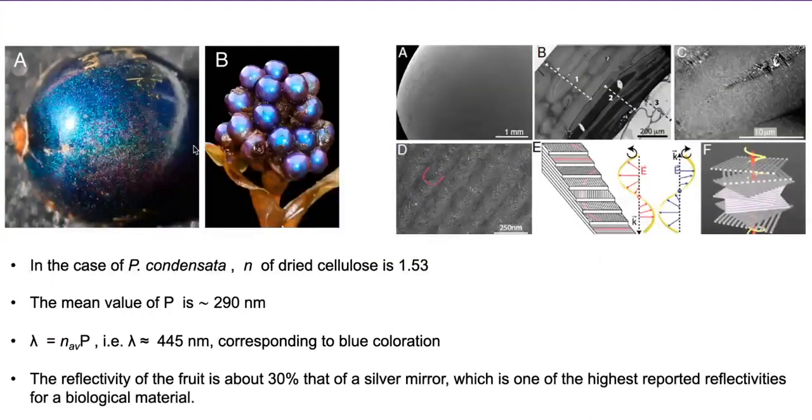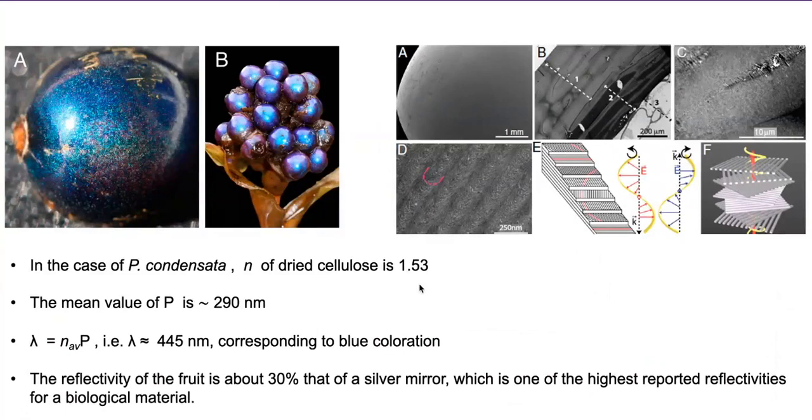A more detailed example is here. This is a fruit called Pollia condensata. This is used, for example, as a decorative material, because it will never lose its color. And again, it's not because of pigment, it's again because of the cellulose structures, which are arranged in a helical pattern.